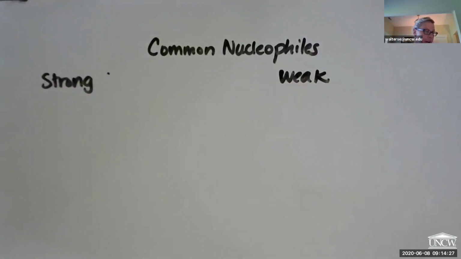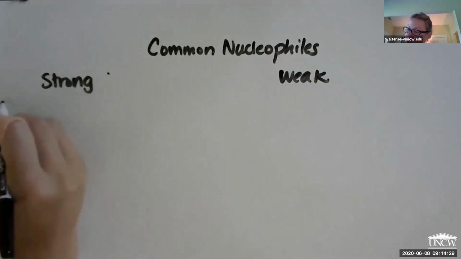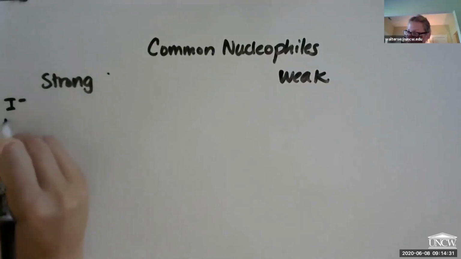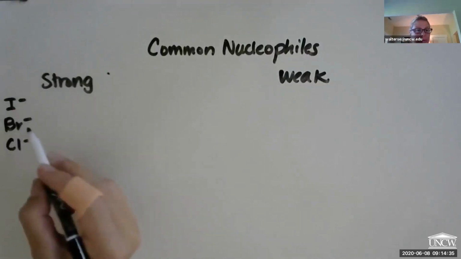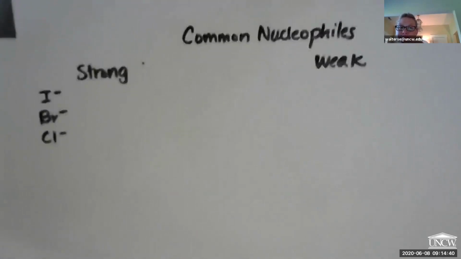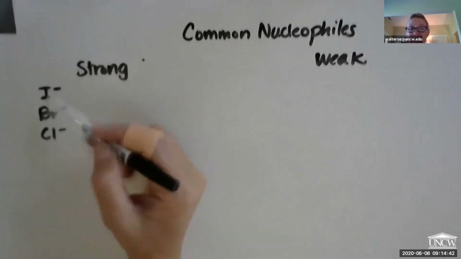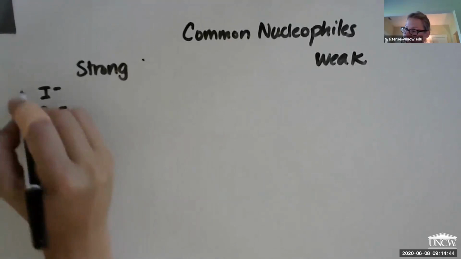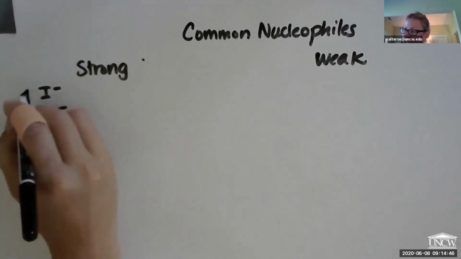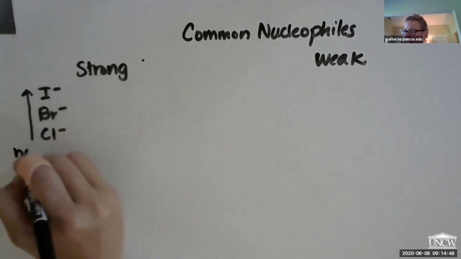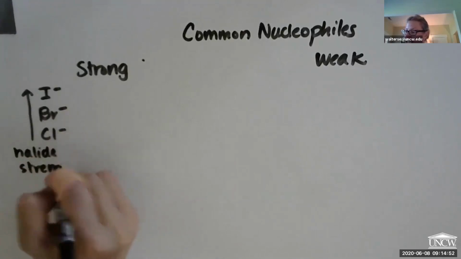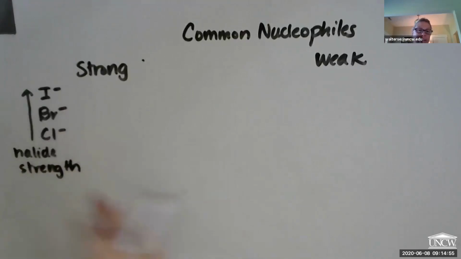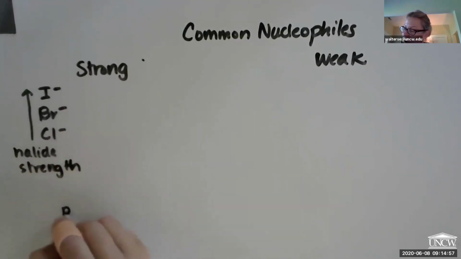In the strong category, you're going to have the halides: iodide, bromide, and chloride. Now these aren't equally strong; strength increases in this direction for the halides. The reason for that is based on what is called polarizability.